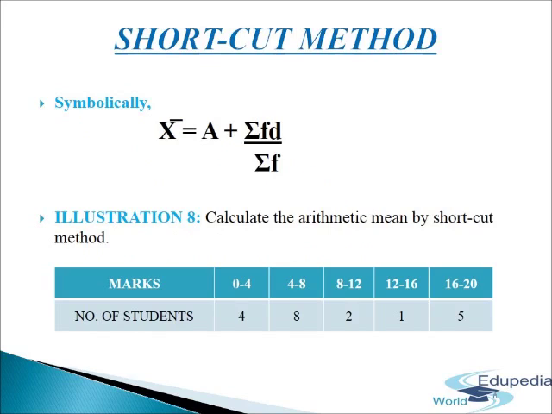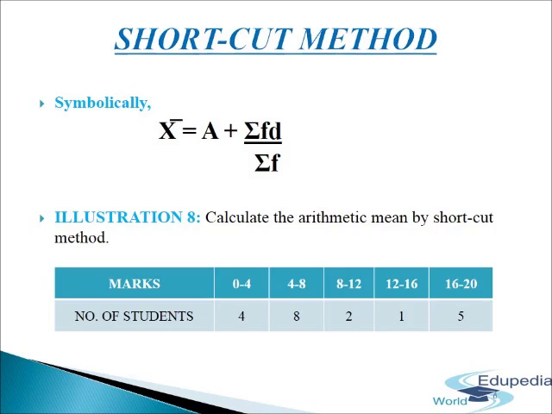Next we come to shortcut method. Calculation of arithmetic mean by shortcut method is same as in case of discrete series. In continuous series, mid values of the class intervals are calculated. Deviations taken from assumed mean are multiplied with frequency to get FD. Symbolically, it can be written as arithmetic mean of the series equals to A plus sigma FD divided by sigma F, where A is the assumed mean, F is the frequency, and D is the deviation.